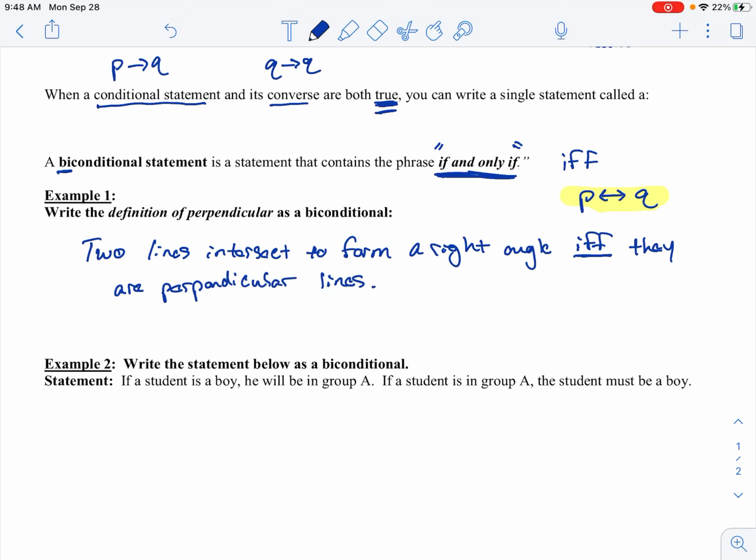Okay, so reading it all out. Two lines intersect to form a right angle if and only if they are perpendicular lines. So we can read that as the way we're reading right now. If the lines form a right angle, then they're perpendicular. It also can read backwards to say if lines are perpendicular, then they will intersect to form a right angle. So both ways, biconditional, two ways, two arrows, if P then Q, if Q then P, and we're going to say P if and only if Q.